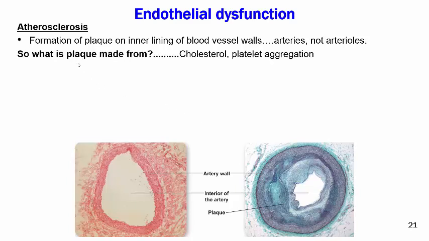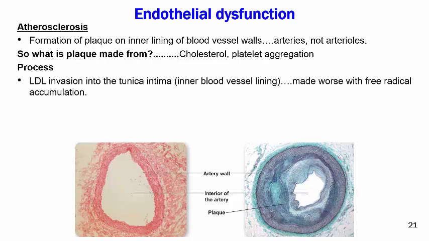So what is plaque made from? It's made primarily from cholesterol crystals, and we'll take a look at that here in this lecture. And it also has the effect of aggregating platelets. And platelets are cell fragments throughout the cardiovascular system that play an important role in blood clotting.